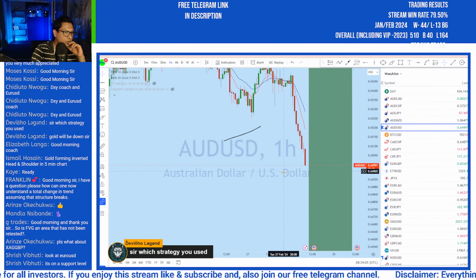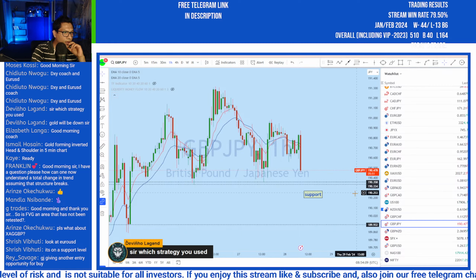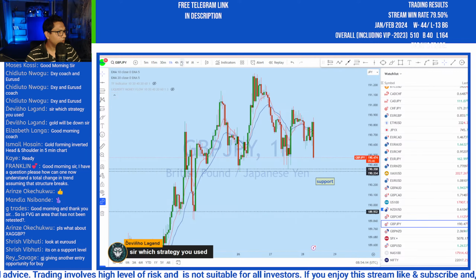So USD is just dropping down, and GBP, JPY, be able to see.